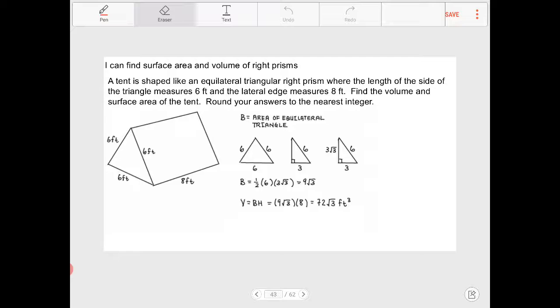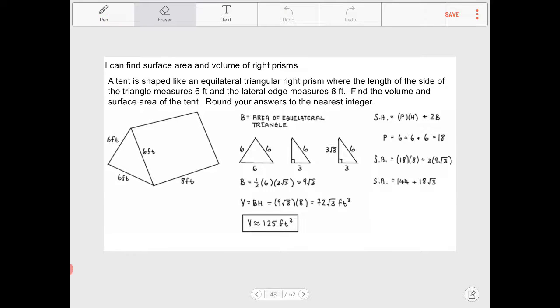Next, I need to find the surface area. So to find the surface area, I need to find the perimeter of the triangle, multiply by the lateral edge, which is 8, and then add the area of the two equilateral triangles. So to do that, I do P times H plus 2B, so the perimeter is 18. The height, or the lateral edge here, is 8, so it's 18 times 8, plus 2 times 9 radical 3. And this all boils down to 144 plus 18 radical 3, or it's approximately 175 feet squared.